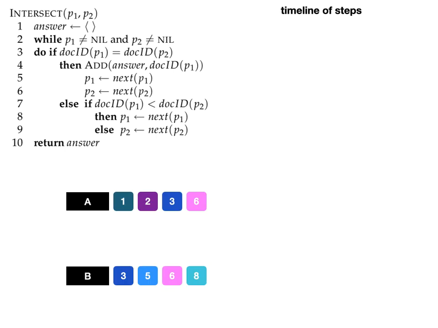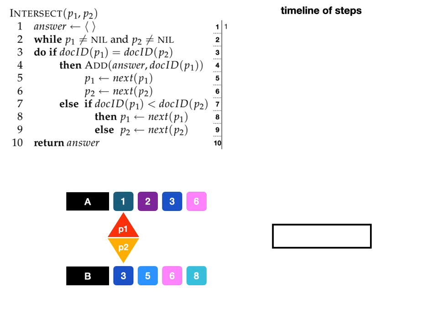Here's the code again, and I'm going to show you a timeline of which lines fire off when. Right at the start, we've got the pointers set up. They are looking at the postings list for A and the postings list for B. The very first thing we do when this function fires is set aside a little space for our answer. So that's line 1. Now we'll do line 2.